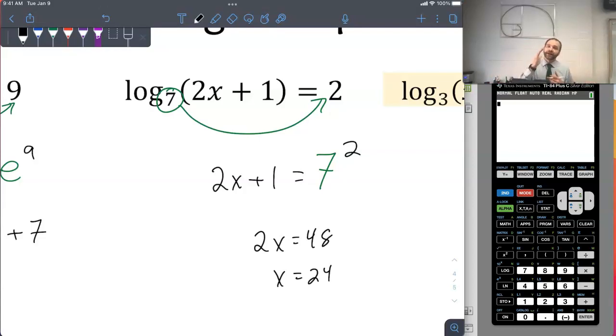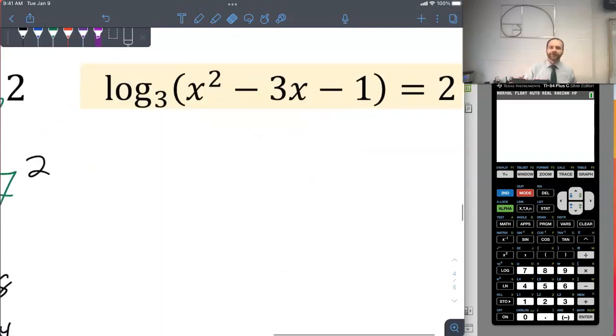By the way, check your answer. If I plug it in, what can't you take the log of? Negative numbers. If I plug in 24, it does work. By the way, look what happens if I plug in 24. 2 times 24 is 48, and I get 49. What power of 7 gives me 49? 2! It gives us the answer. That's amazing. All right. Now, again, because I'm taking the time to make a video, I want to have some fun.